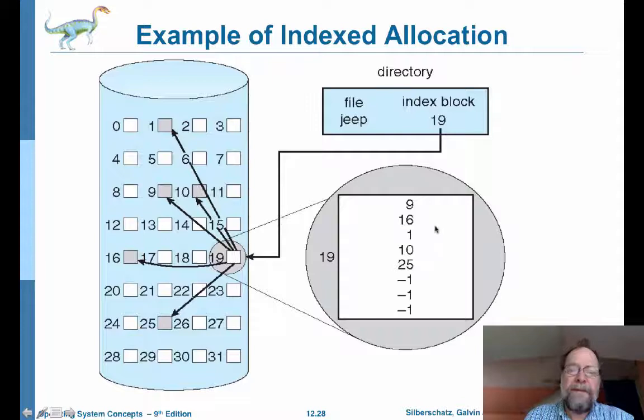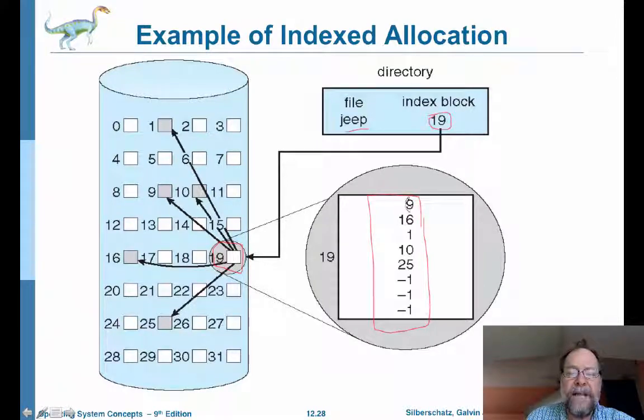Okay, so here's a simple example of that. Also a diagram taken from the book. So again, we have our file, and we store in its directory entry an address to an index block. So when you go to block 19, the contents of this are to be treated as an index block, i.e. these are all the addresses of the data blocks that comprise that file.